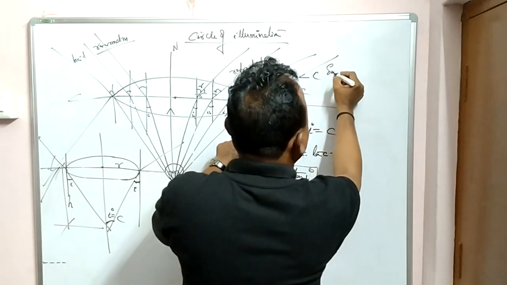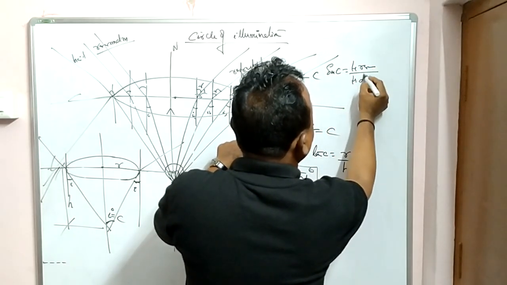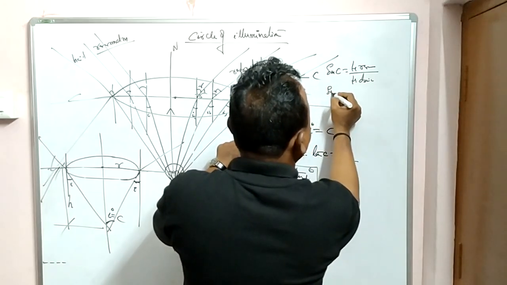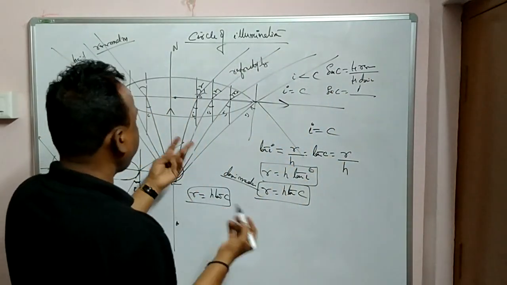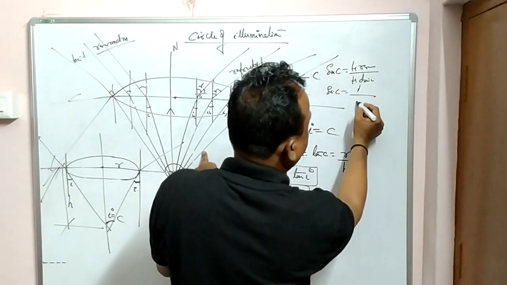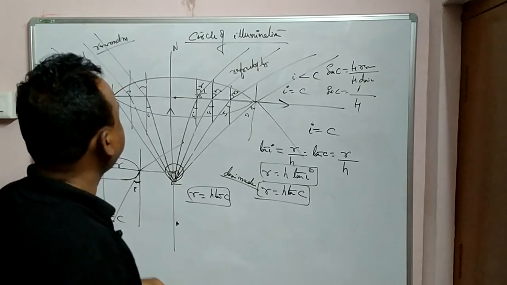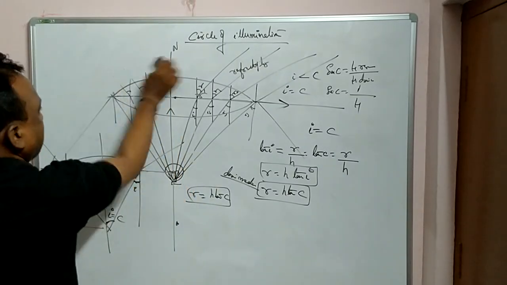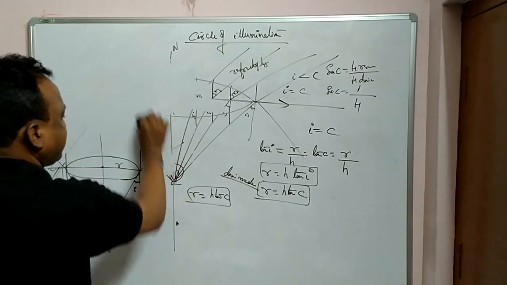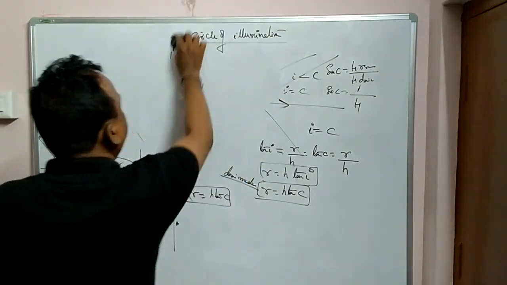What is sin C, the critical angle? Mu rarer by mu denser. So for sin C, what is mu rarer? Let us take air as 1, and denser medium as mu, as before, what you have assumed. So from that, sin C is equal to 1 by mu. I'll rub this one. Now from that, what is sin C? Mu rarer by mu denser. So what value did you get here?